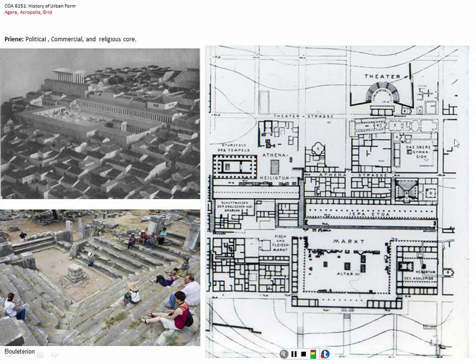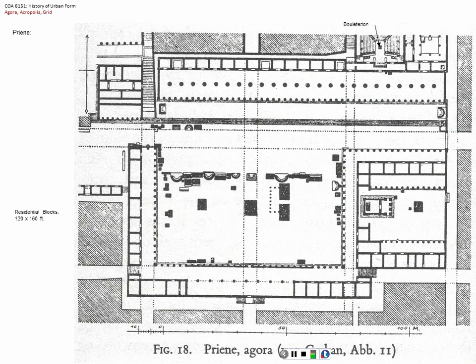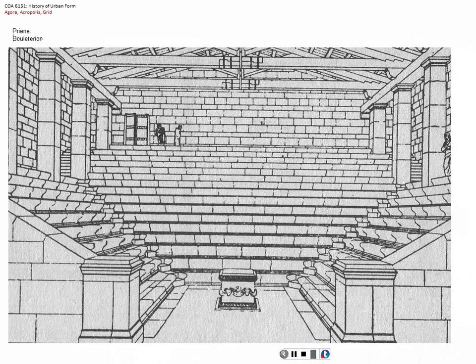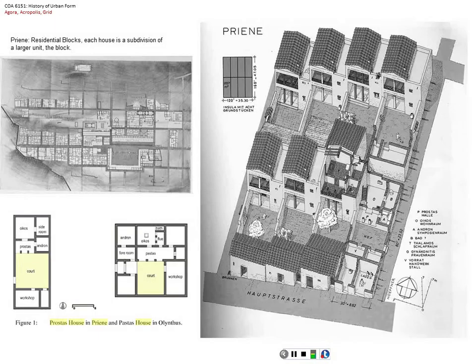Now, if we move off of this into these 80 blocks, which we will in a minute, this is just a detail of the agora. Moving, and I'm sorry, I thought we were going to the residential blocks. This is the reconstruction of the Bouletarian, or the council house, where the council of elders met to pass laws. If we move into these 80 housing blocks, we see some fairly elaborate housing, much better than what we would see in Athens, for example.